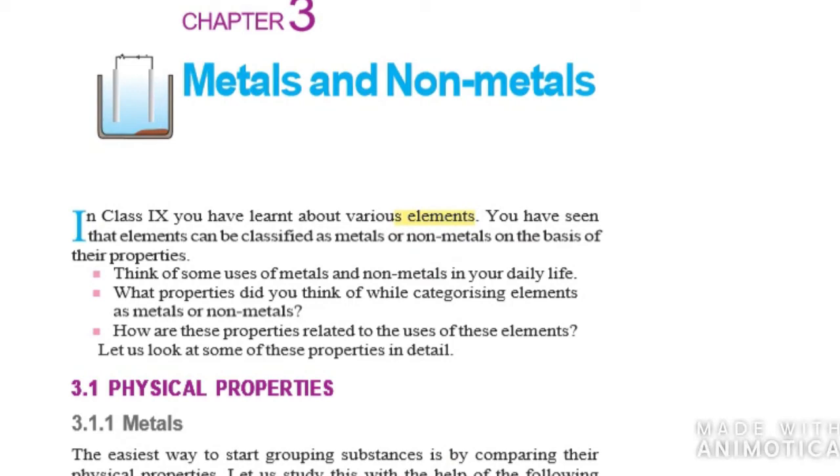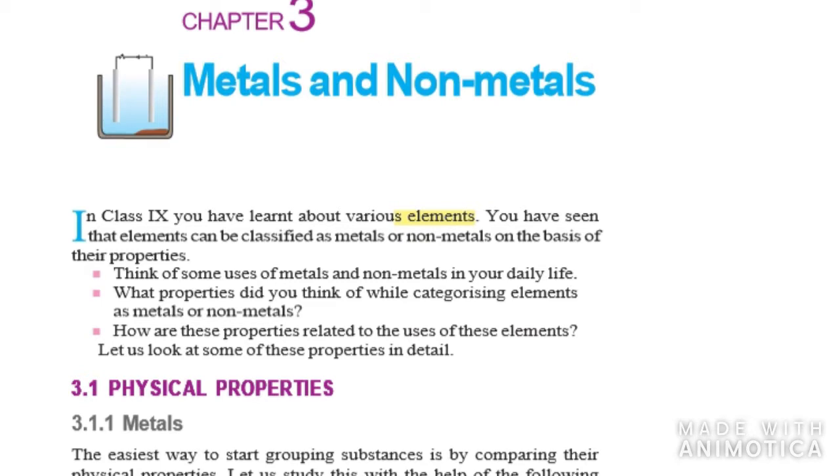Let's start with chapter number 3, Metals and Nonmetals. I would be talking about the first difference between metals and nonmetals, and noting down some important points from NCERT. So you can keep your NCERT with you, and let's start this chapter, Metals and Nonmetals.